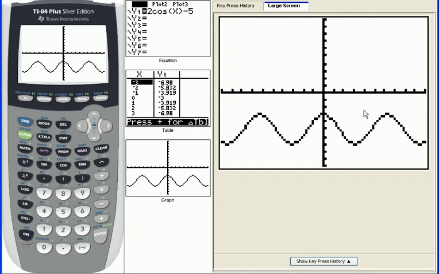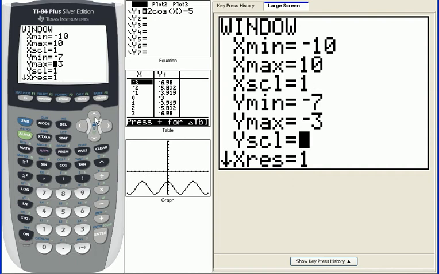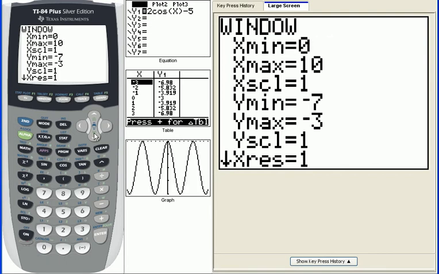And what we can do is we can actually zoom in on our graph. We know that it's between negative 3 and negative 7 because we shifted it, so let's change our window. Your y-min is going to be negative 7. Our y-max will go to negative 3. And then we can also change our x-max and x-min if we want. Let's just look at our positive values. So let's go from 0 to 10 if we want.